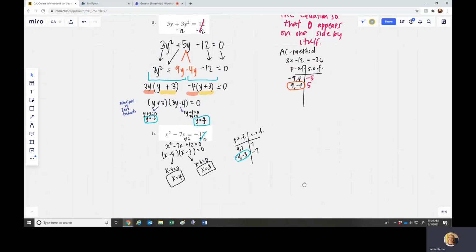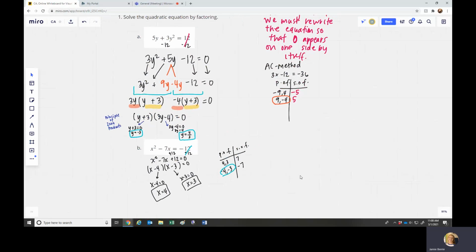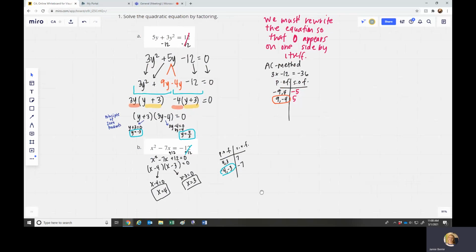Again, the most important and the key part of factoring is that you have to rewrite the equation so that 0 is on one side, and you want to make sure and write the quadratic equation in descending order. That means put the squared term first, then the first degree term, and then your constant term.